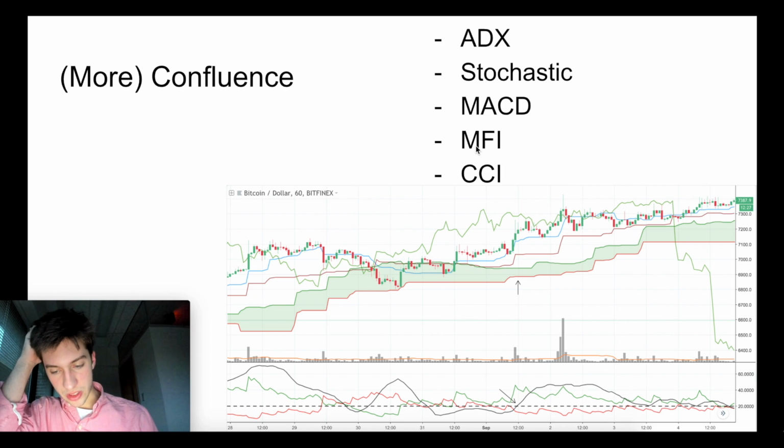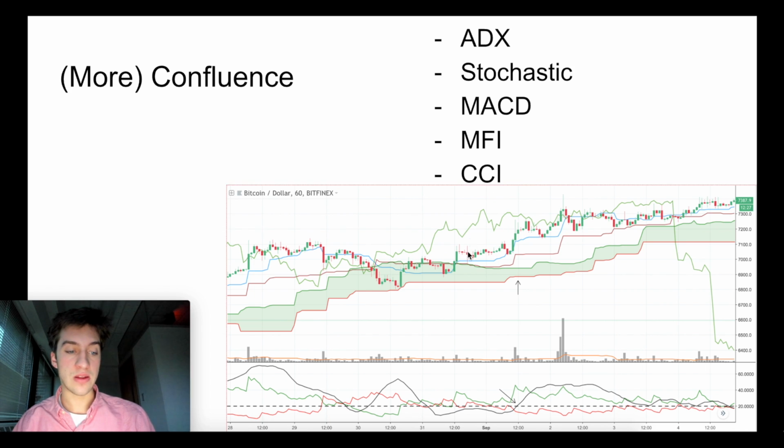So that could be a good addition to the Ichimoku cloud, because the cloud doesn't have anything to do with volume. So you could balance out the Ichimoku cloud with the money flow index and look for oversold and overbought levels, and then use that with a green or red cloud.